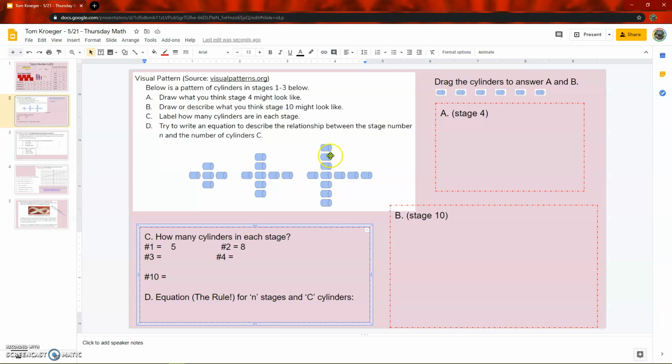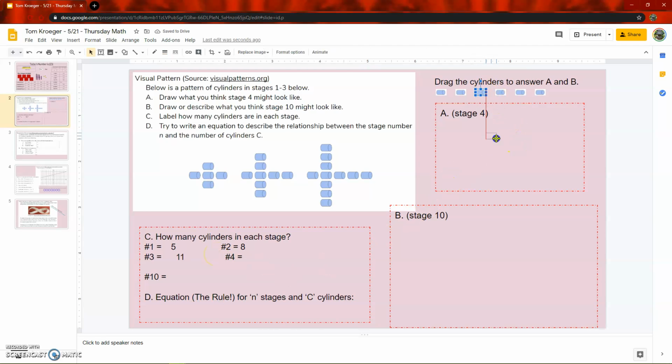And then there's 1, 2, 3, 1, 2, 3, so we've got 5 plus 6, we've got 11 there. All right, and after you draw stage 4, you bring the cylinders down and draw stage 4. What you need, figure it out based on the pattern. So it's 1, 2, 3, 4. And put in number 4. Then figure out what number 10 should look like.